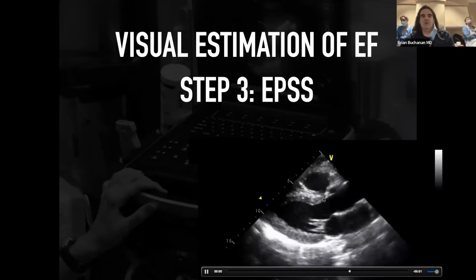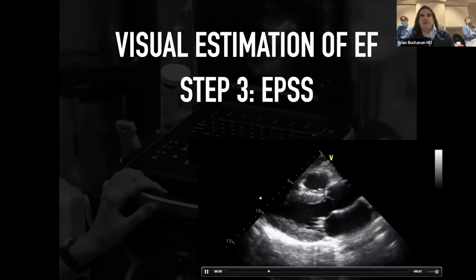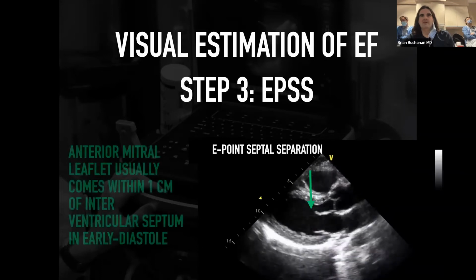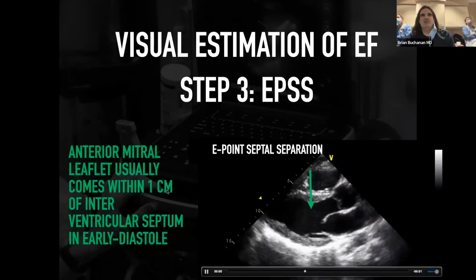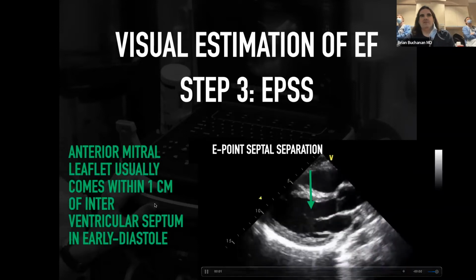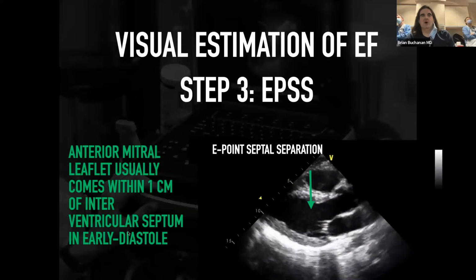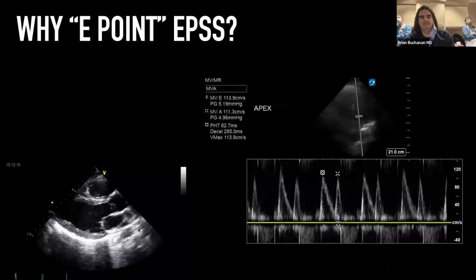Now, people wonder, why is this thing called an E-point septal separation? Of course, there is a reason for it, and I just want to briefly talk about what that is. Usually that anterior leaflet comes within a centimeter of the septum in early diastole. So that's when the valve's obviously opening and blood is flowing in.